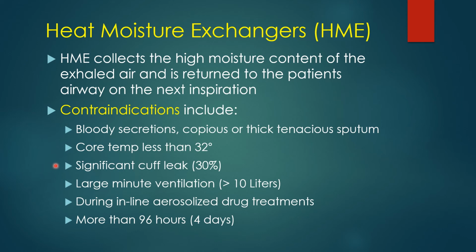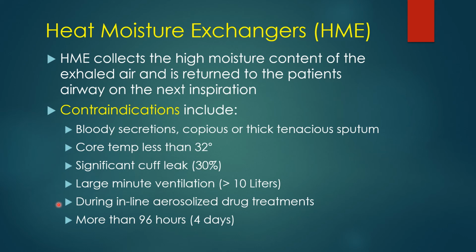A big cuff leak means that the air went down the ET tube, leaked around the cuff, and a significant amount leaks out into the room. Then the patient exhales what's left. He doesn't exhale all of his moisture back through that tube. He exhaled it out into the room. So if there's a cuff leak of about 30% of the tidal volume, HME is contraindicated. Patient with a large minute volume, remember, it's only about 70% efficient. So the bigger the minute ventilation, the more the humidity deficit.